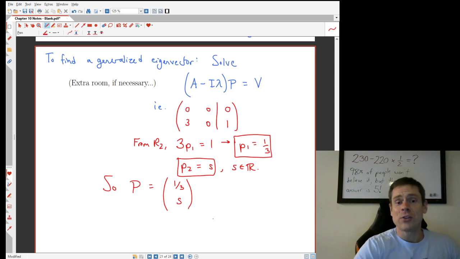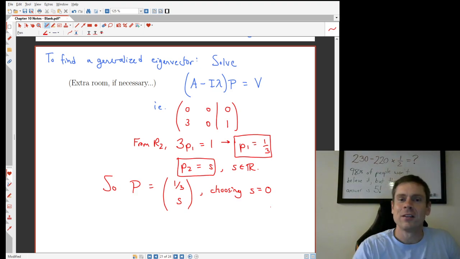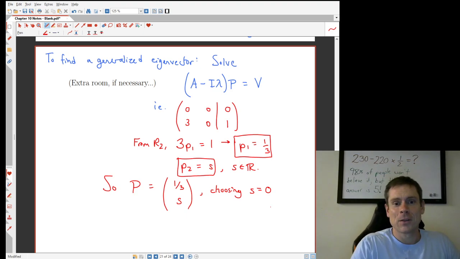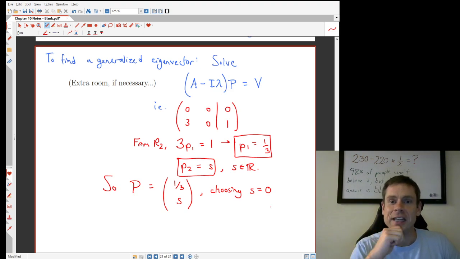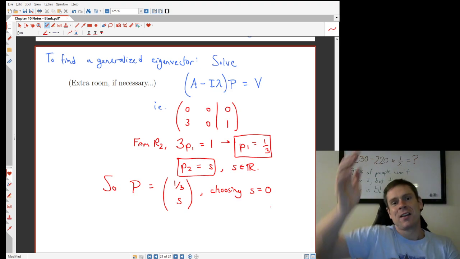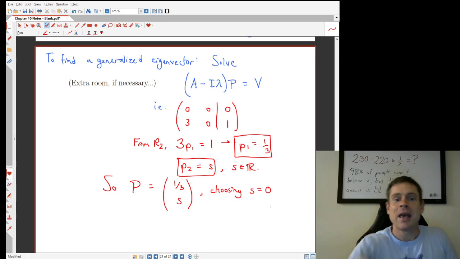So we can choose S to be anything, and I'm going to choose S to be 0 here. Here's why. Usually we say that we can't choose S to be 0 because it would make a 0 vector, but here it doesn't. If I choose S to be 0, I get 1/3, 0, which is not a 0 vector. So it's fine. Plus, from the discussions before, I just need P to be something linearly independent to the V, again, to give me a different combination of exponentials, the same exponential across both terms. And 1/3 S is always going to do the trick.